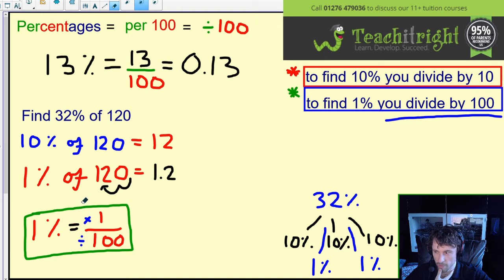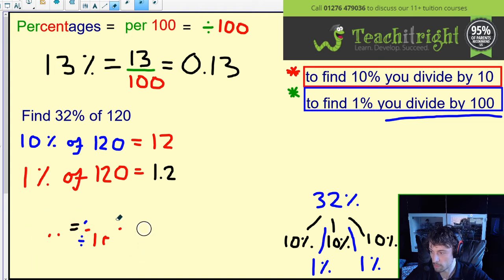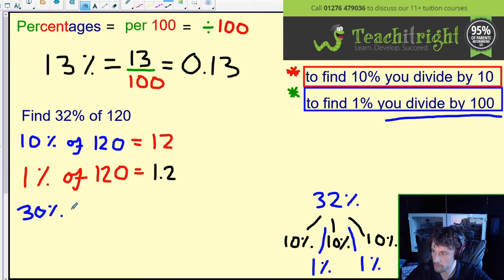Well, I've worked out 10%, I've worked out 1%. How was I going to work out 32 again? Ah, yes, it's this down here. I'm going to work out how many 10s I need to get to 30 and how many 1s I need to get to 2. And the answer is quite simple. Watch this, I'll try and color code it. If I know that 10% is 12, 30% must be 3 times bigger, because going from 10 to 30, it's 3 times as much. So does it make sense that if 10% is 12, 30% is going to be 36?